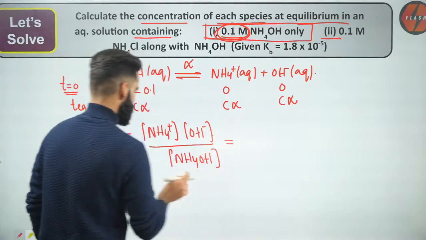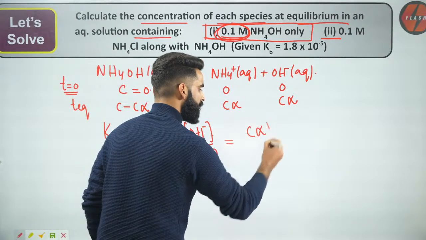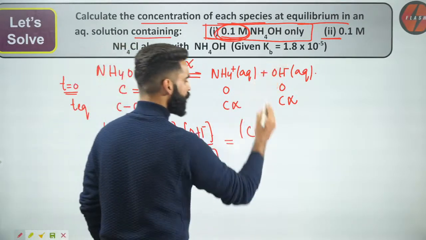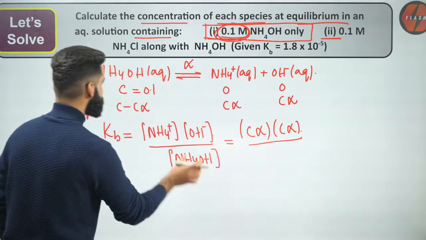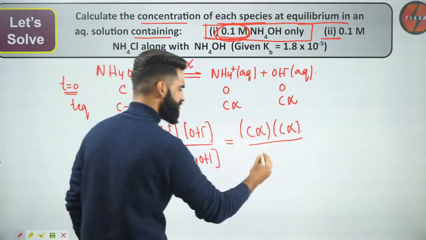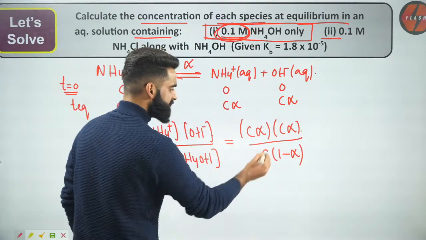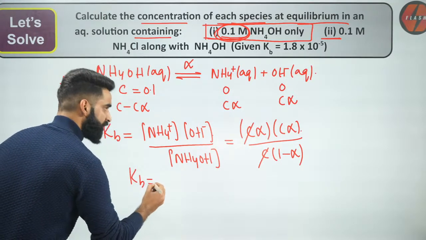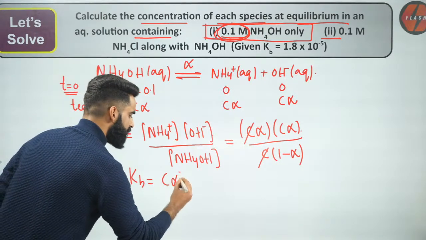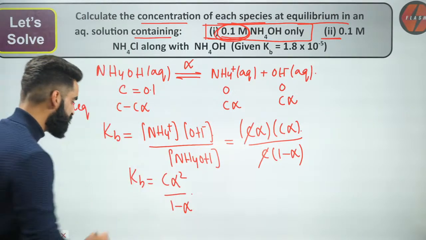So now have a look. What is the concentration of NH4 positive at equilibrium? It is C alpha, multiplied by the concentration of OH negative at equilibrium, which is again C alpha, divided by the concentration of NH4OH, which is C minus C alpha. I can take C common, so it's going to be 1 minus alpha. Can I say 1C and 1C got cancelled? Can I say KB is going to be equal to C alpha square divided by 1 minus alpha? Right? I got the expression for KB.